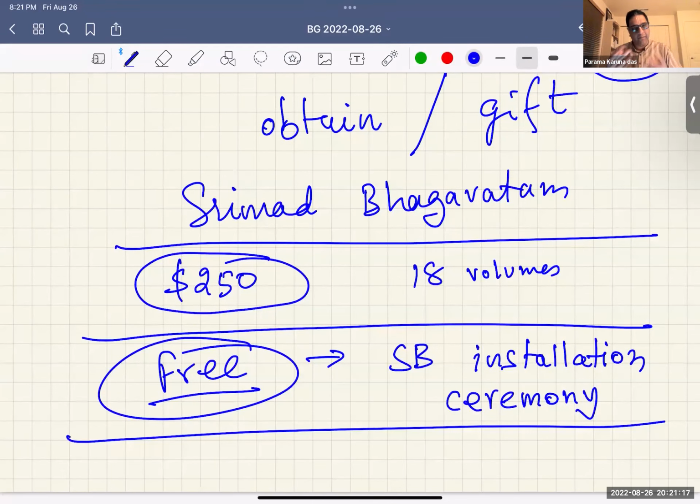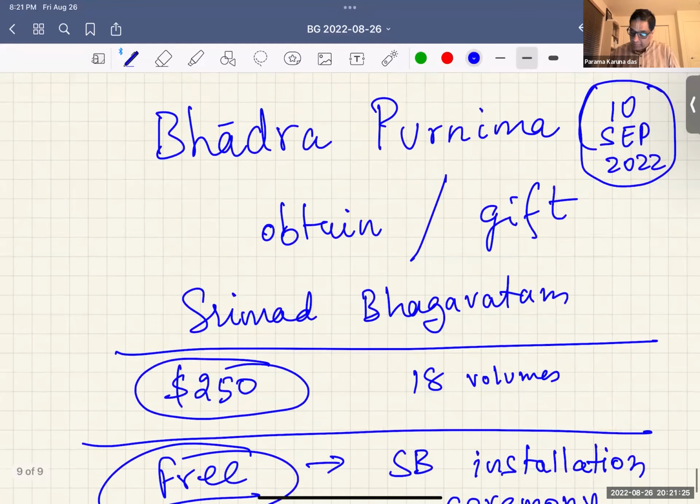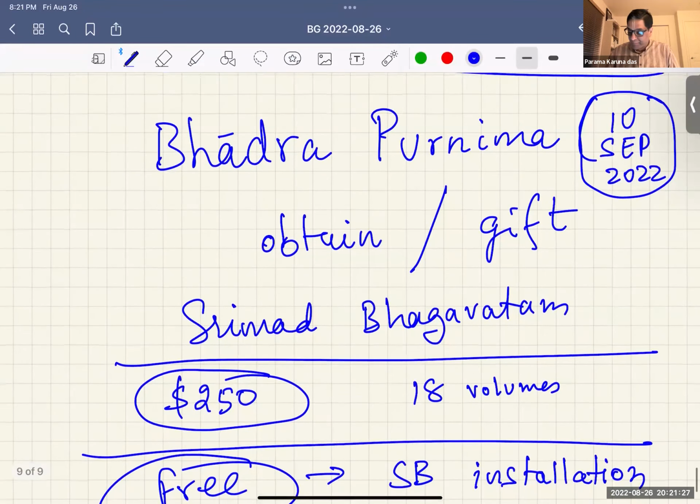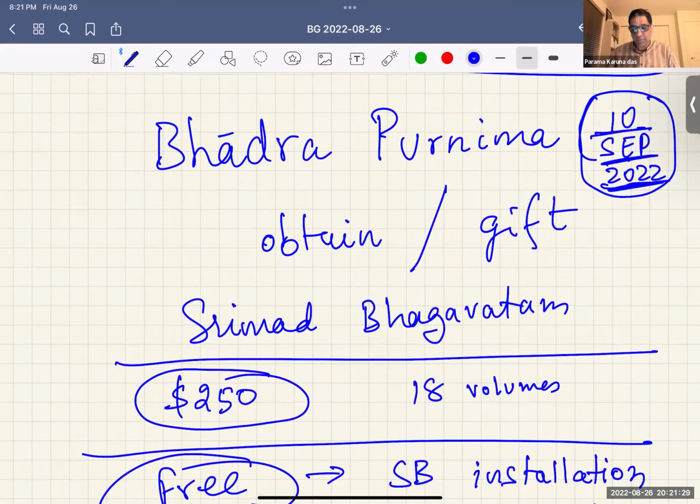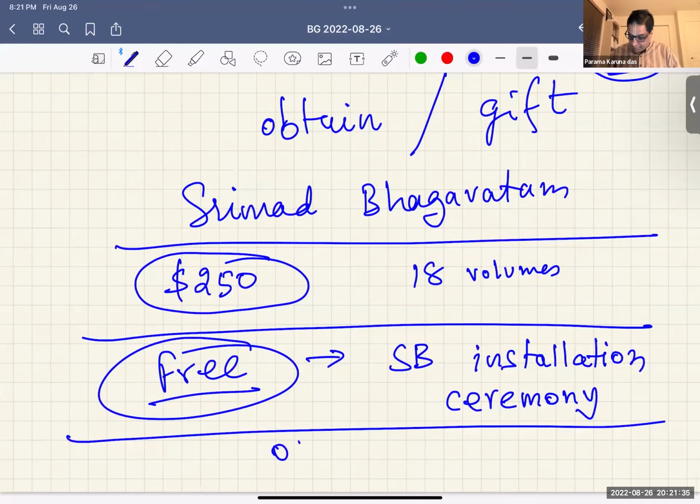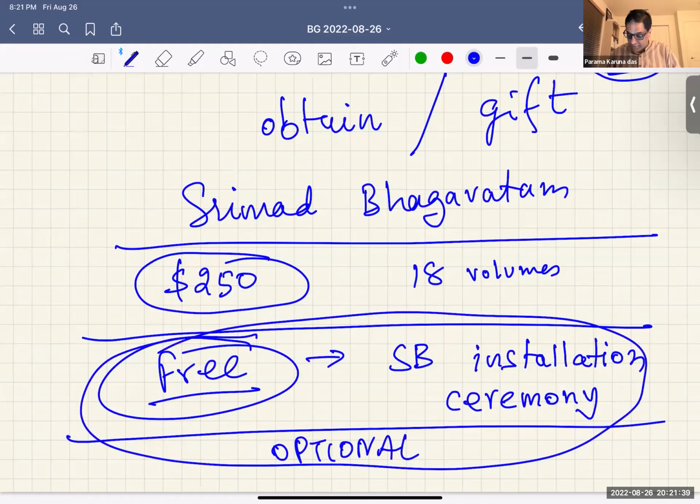But it is nice to have a Bhagavatam in your house, like you can have Bhagavan in your heart, but still we have the Murti outside also. So it is a nice opportunity to obtain Bhagavatam on Bhadra Purnima. This year it is on 10th September, so we have two weeks and we can do the installation ceremony. It is optional. Completely optional. You don't have to do it.